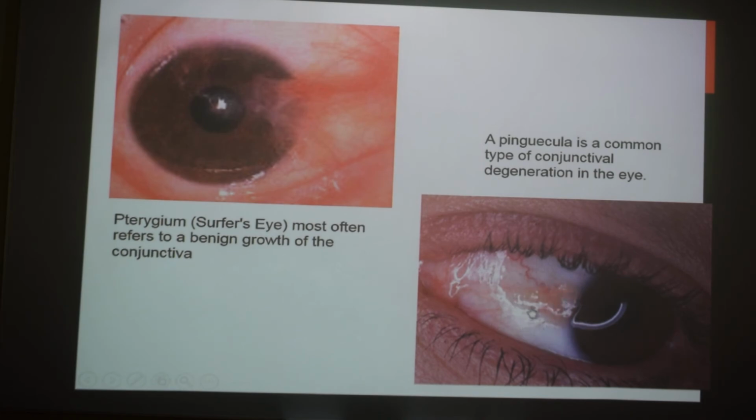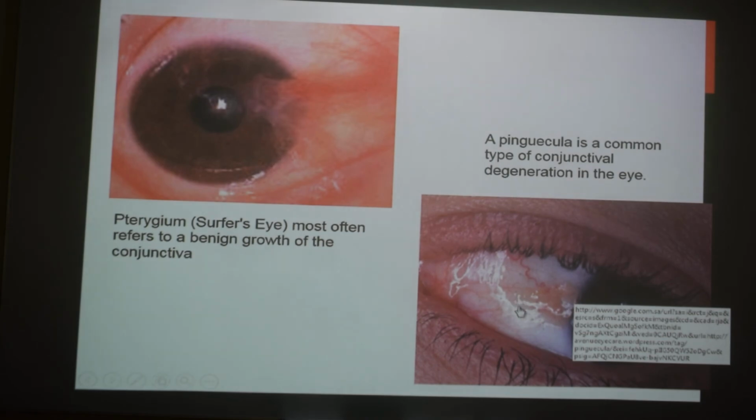Pinguecula is basically a degenerative condition of the conjunctiva, and you can see there is a degeneration of conjunctiva here, and that is called the pinguecula. So these are some of the common things which you will see associated with conjunctiva. So this is the pinguecula. This is a degenerative lesion of the conjunctiva. You can see the lipid-filled material inside the conjunctiva, and that is the degenerative thing which is happening here.